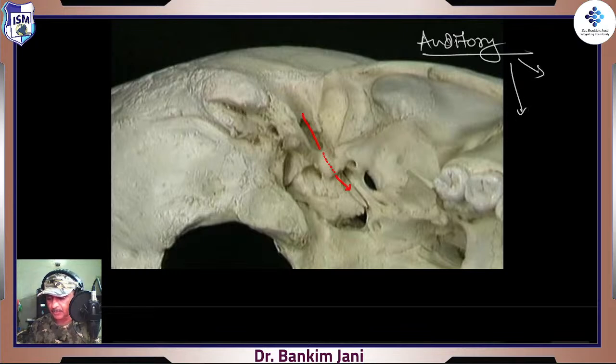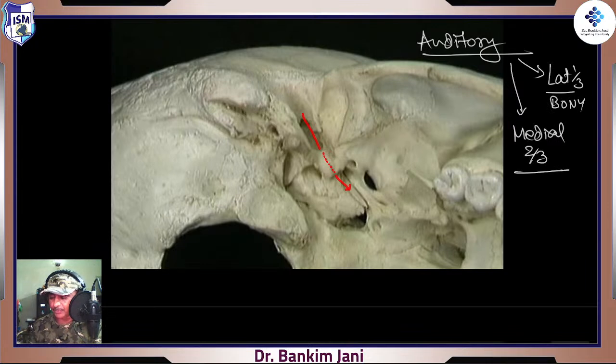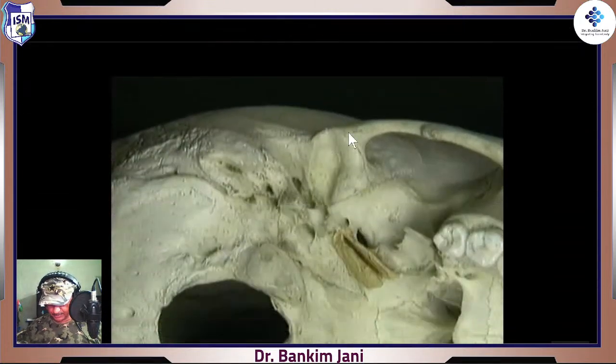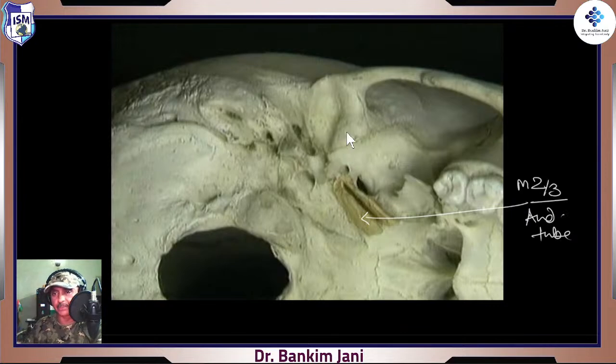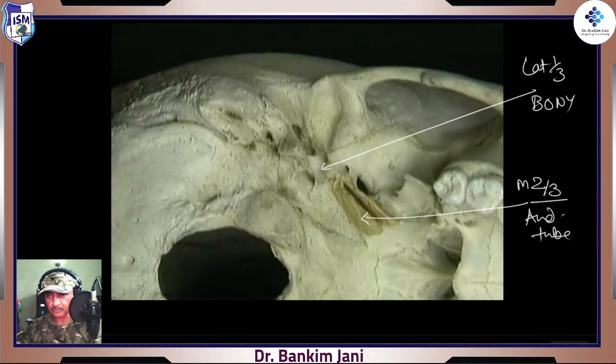has two parts. One which was lateral. The lateral one third is bony, and the medial two third, every time we used to create that artificial substance, that ring, that earbud-like thing, that is the cartilaginous part. So that is cartilage. Now this is familiar, right? So this one is the medial two third of the auditory tube, and that is from where it will be opening into the nasopharynx. The lateral one third is bony.